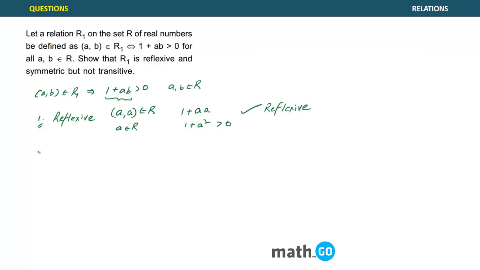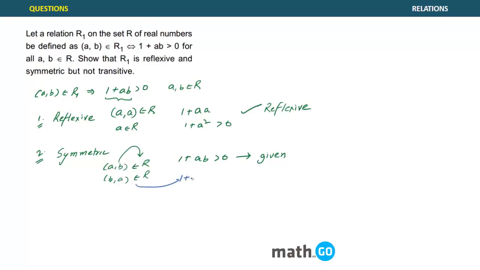Okay, this is reflexive. Let's talk about symmetric. For symmetric, what you want? For symmetric, you will say a comma b belongs to R, then b comma a also belongs to the relation, right? Let's see. So you have 1 plus ab. This is assumed, this is given. Don't worry about this because I say that a comma b is in the relation. So 1 plus ab is there. So what will be b comma a? So b comma a will be 1 plus ba. What can you say about 1 plus ba now? Will it be positive? Obviously, if 1 plus ab is positive, 1 plus ba will also be positive. Hence, this shows that this is symmetric as well. So symmetric and reflexive are done.